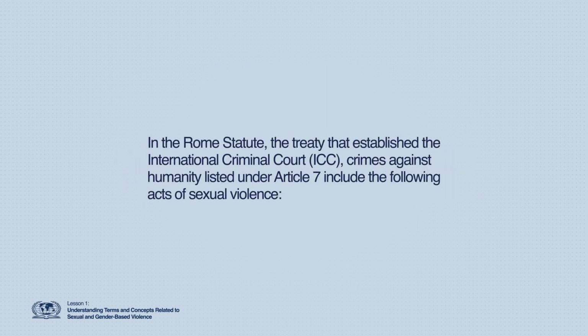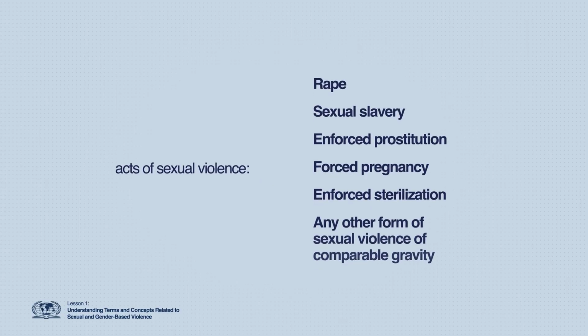In the Rome Statute, the treaty that established the International Criminal Court, ICC, crimes against humanity listed under Article 7 include the following acts of sexual violence: rape, sexual slavery, enforced prostitution, enforced pregnancy, enforced sterilization, and any other form of sexual violence of comparable gravity.